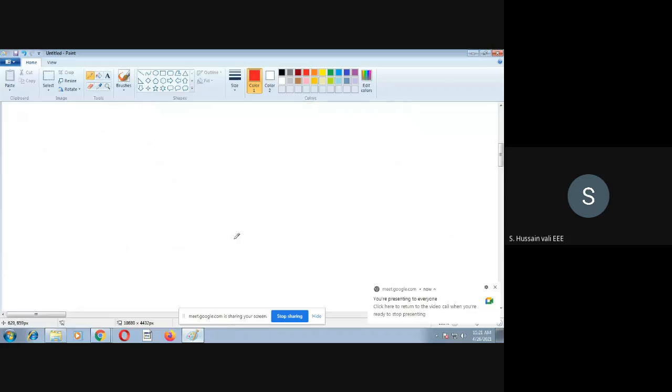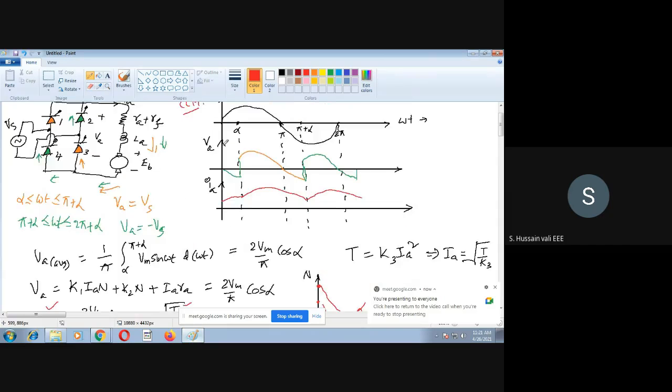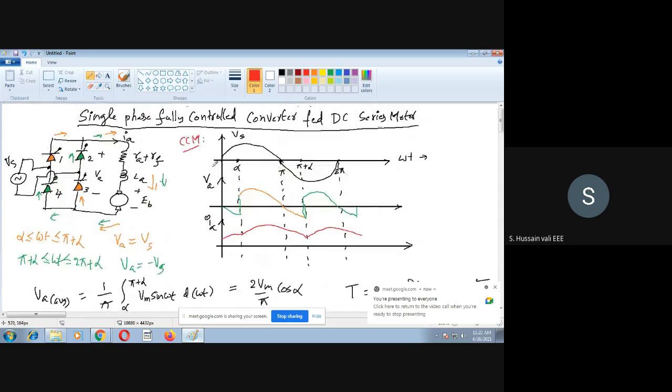Then we'll go for the discontinuous conduction. So what is the case of discontinuous conduction? I hope you know the discontinuous conduction. In discontinuous conduction, a part of the current will become zero.